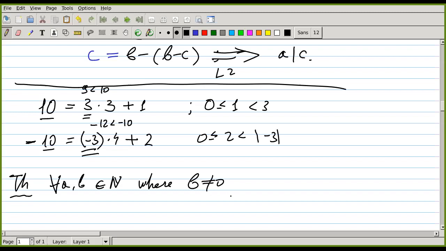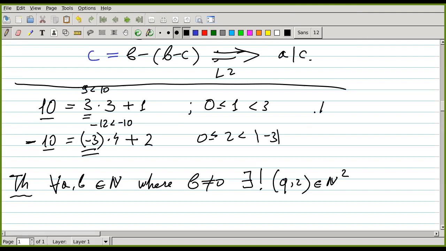For every 2 a and b, where b is not 0, there exists a unique pair. Here we have some new object, an ordered pair q and r of 2 naturals, in N squared. Is it clear what it means? Not really. And what is R squared?